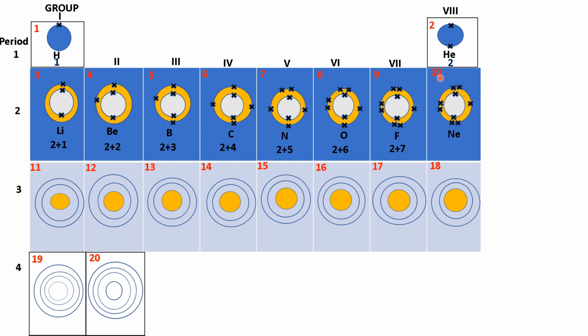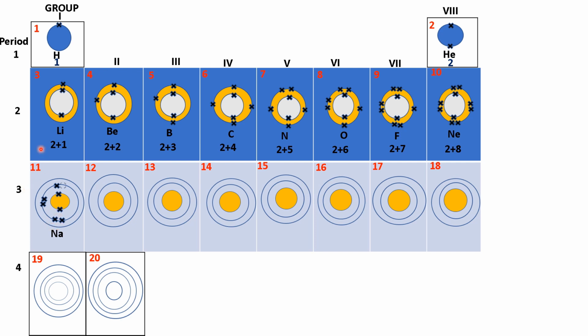Neon atom, atomic number 10, so we distribute 10 electrons: the first shell is filled with 2 electrons, the second shell with 8 electrons. So neon's distribution of electrons is 2 plus 8. These 8 electrons are the valency electrons present in the outer shell, and they represent the group, so neon is present in group number 8. And we have 2 shells, so neon is present in period number 2.